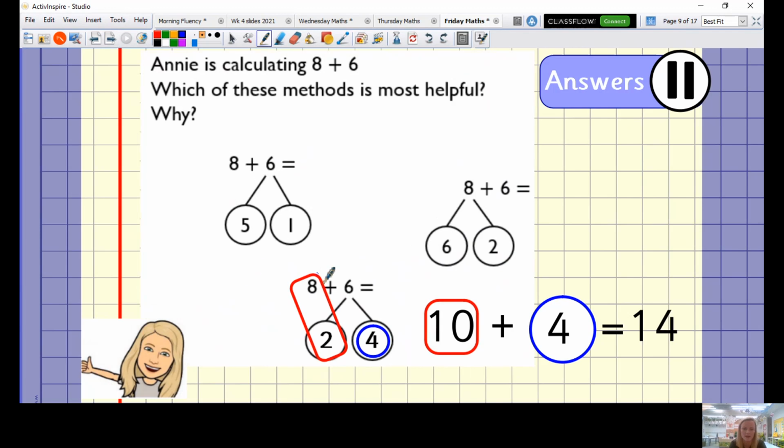Okay, so here is the answer, because 8 plus 2 makes 10. So then I had 10. Then I've partitioned 6 into 2 and 4 because I know that 2 and 4 make 6. So then I've got 10 plus 4 equals 14. So you can see that like that.